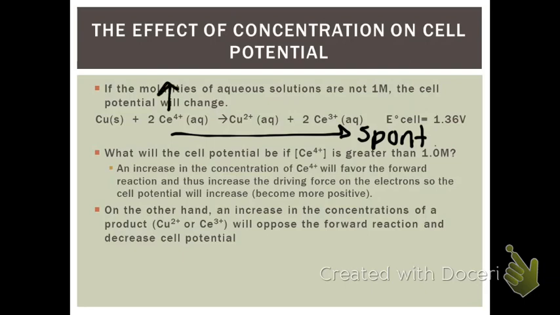If you increase the cerium 4 plus concentration, Le Chatelier says if you increase, you'll shift away from that increase. So you'll shift right, which means you'll be going along with the spontaneity of the electrons. That means the cell potential will get more positive or more spontaneous. On the other hand, if you were to increase one of the other concentrations from the right-hand side, like if you were to increase this one or this one, you'd be going to the left, away from the spontaneity, so it would actually decrease its potential.